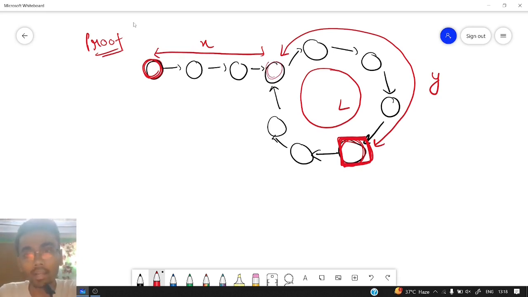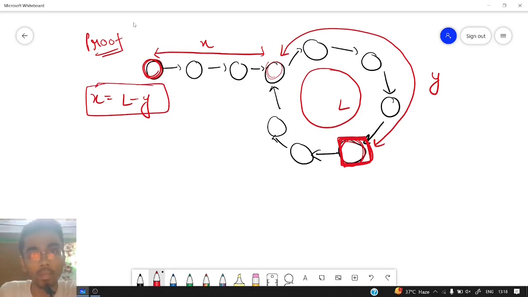So what does that indirectly mean? That indirectly means that x should be equal to L minus y. Now, is it really true? That we need to prove mathematically. Now, what is L minus y? L is the length of entire cycle and y is this much length.